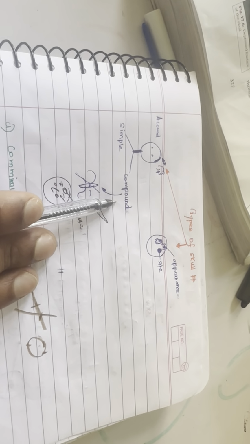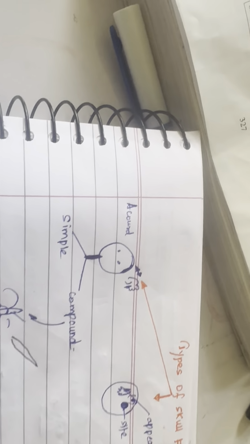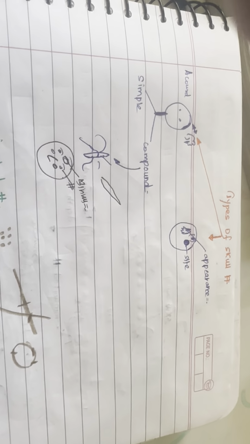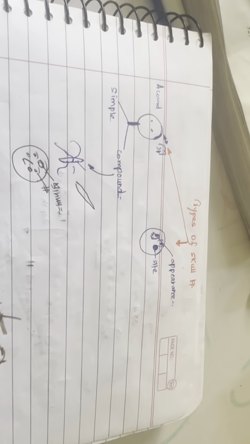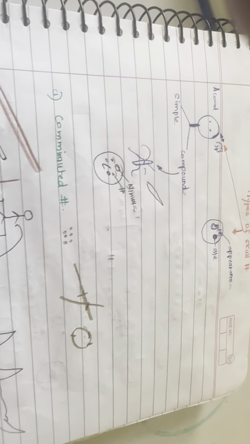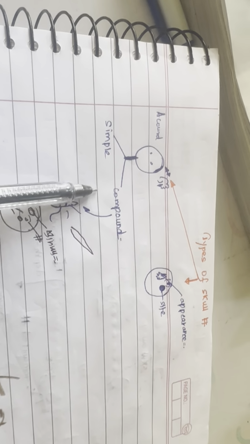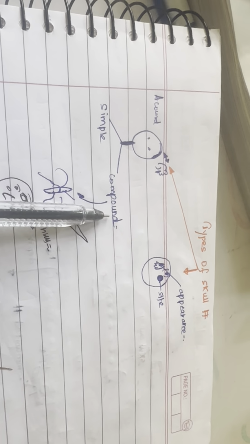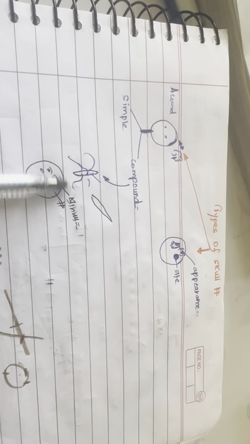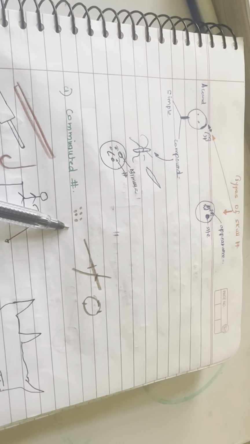Next is types of skull fractures. According to communication, a fracture of the skull may be simple or compound. The compound skull fracture communicates with the cranial cavity.